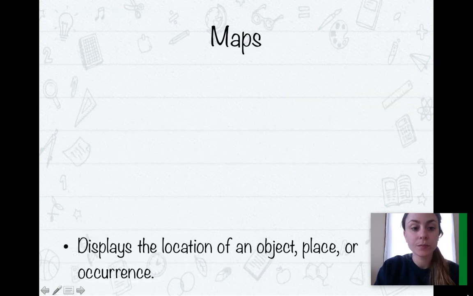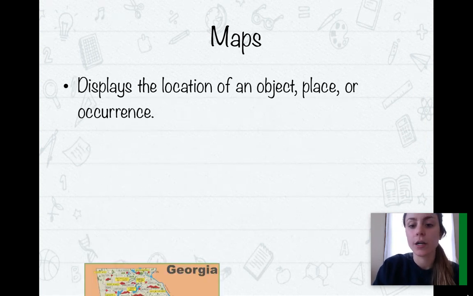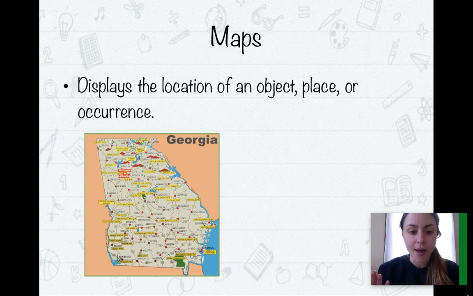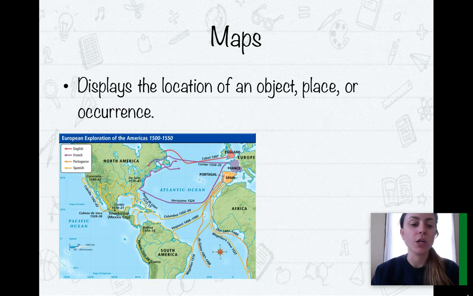Maps. They display the location of an object, place, or occurrence. For example, here is a map of Georgia. This is where I'm from. You can look at a map and find specific places, or maps can also show us specific occurrences. So this occurrence here is the European exploration of the Americas in 1500 through 1550.